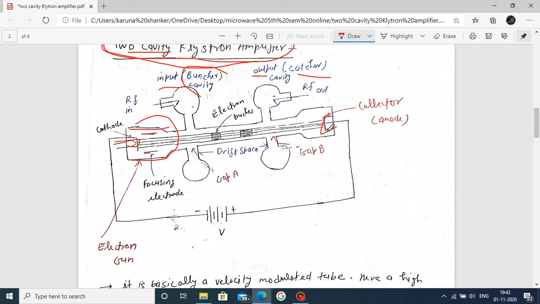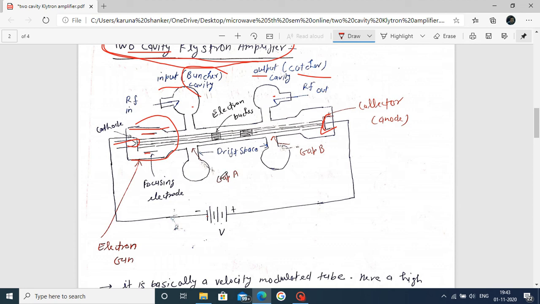Now focus on this one, there is a connection: the negative terminal is connected to the cathode and the positive terminal is connected to the collector. It means the electron gun emits electrons that flow inside this tube, through your input cavity, next to the output cavity, and then to the collector. The collector is connected to positive, so whatever electrons strike here are collected through this collector, and the terminal is connected to positive.